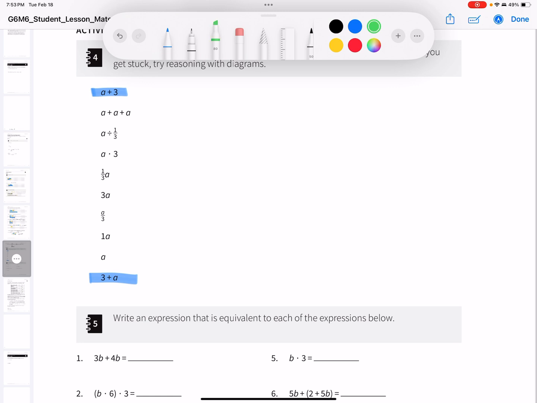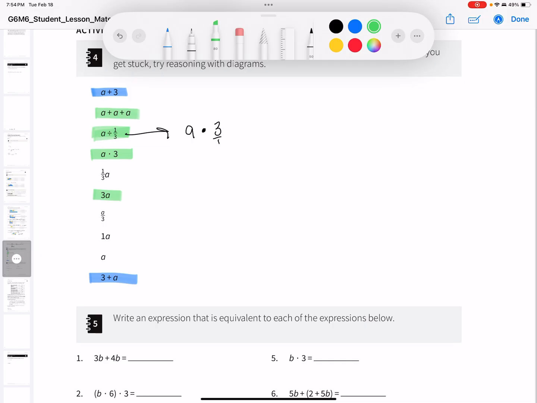Let's look at another one. All right, let's go here. A plus a plus a is the same. Remember, multiplication is just repeated addition. 3 copies of a, times 3, would be the same thing. 3 times a is still the same thing, right? And this one right here, a divided by 1/3, we keep, we change, and we flip. That is a times 3. So that also is an expression that goes with the other 3.